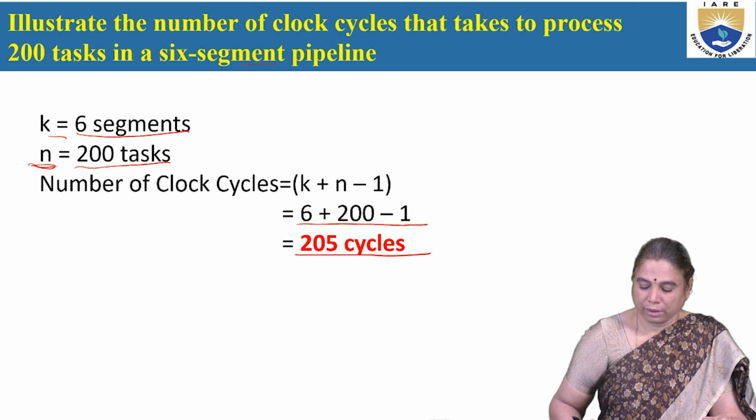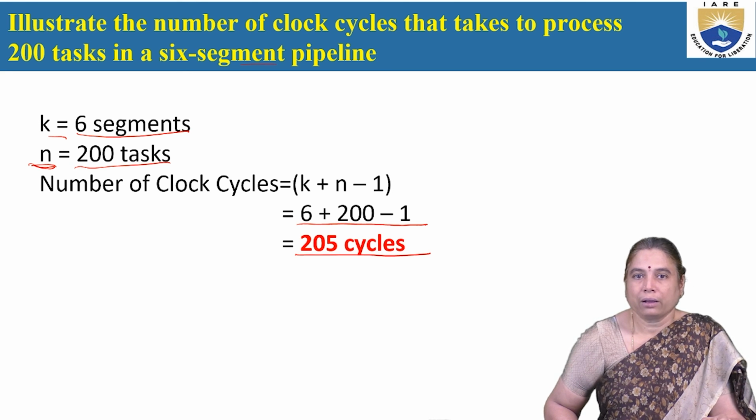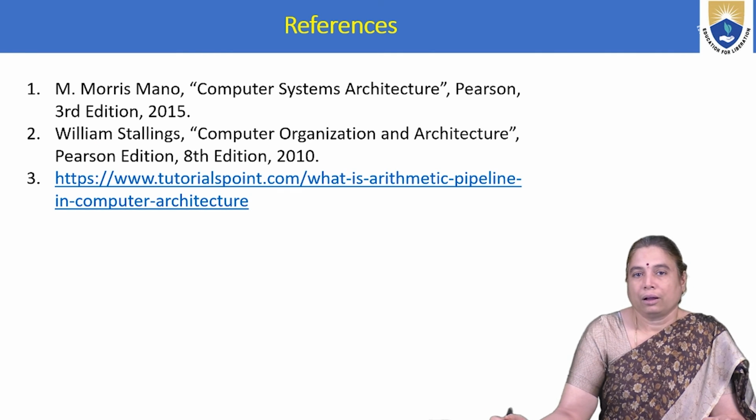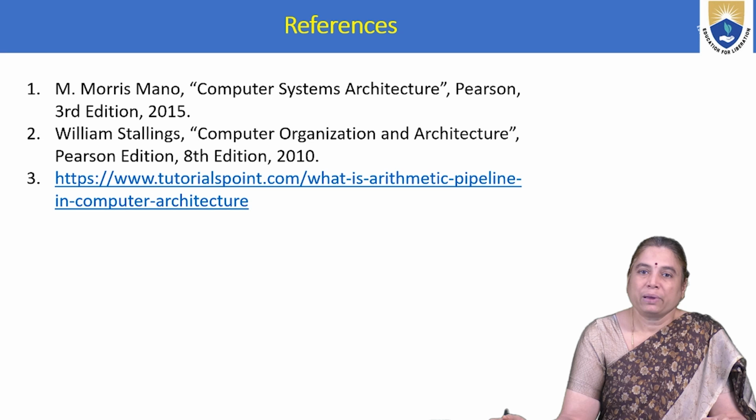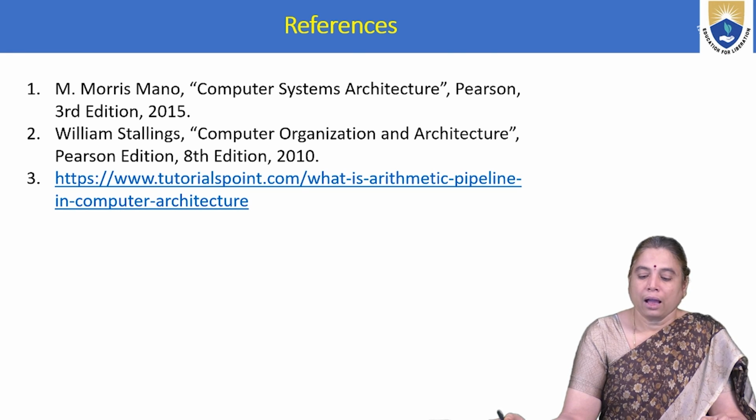So in this video, I have discussed various question bank problems of module 5 that is based on multiprocessors. The references used in this video are the textbook of Computer System Architecture by Morris Mano, Computer Organization and Architecture by William Stallings, and the third one is a web reference.